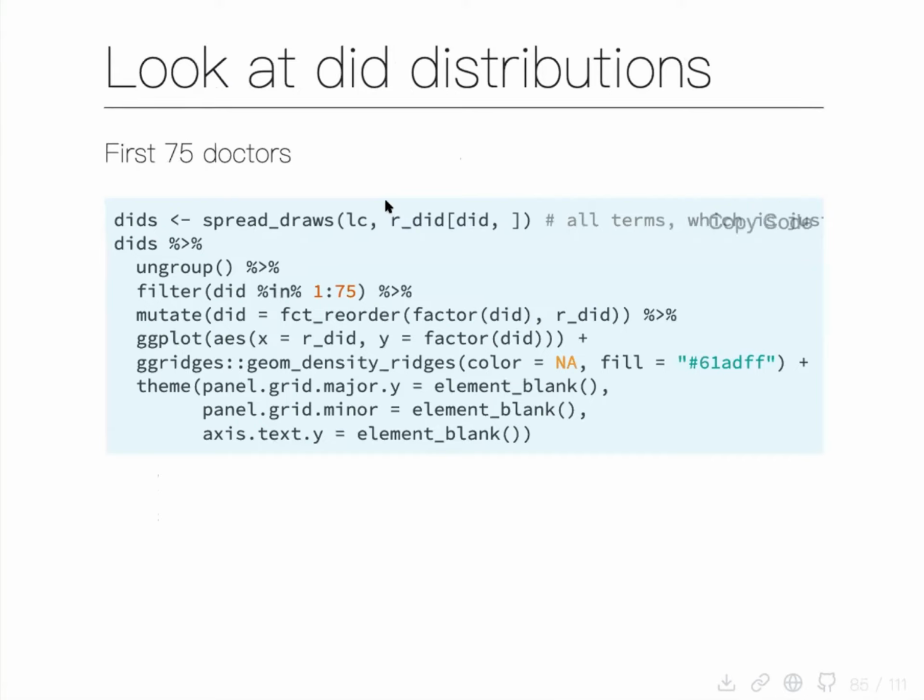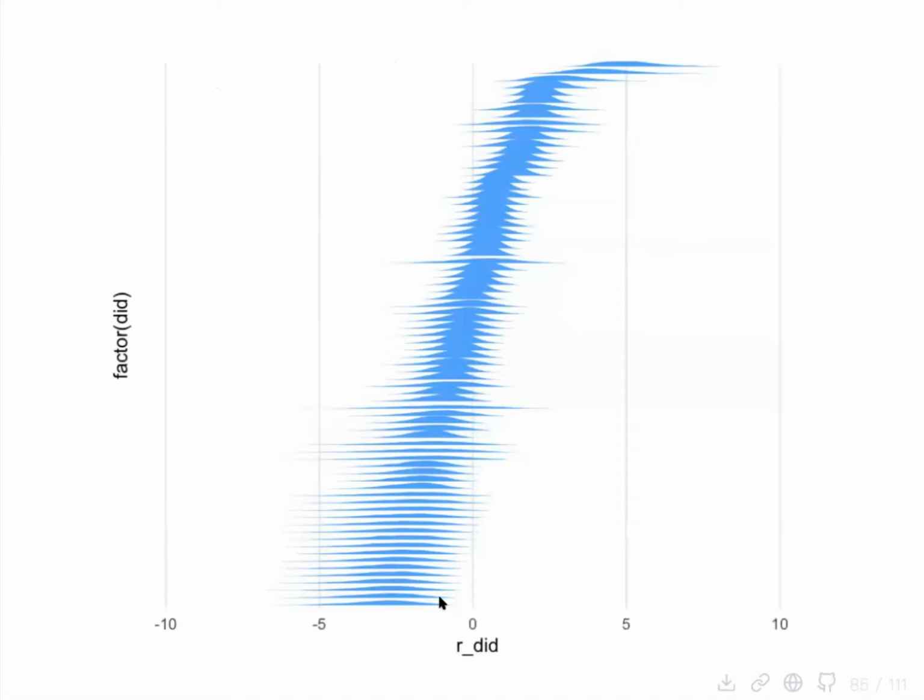And let's look at the first 75 doctors, okay? So I'm going to spread draws, LC, RDID. And here I'm just leaving this blank rather than giving it a term. It gives you basically the same thing. I'm going to ungroup that and then filter where DID is in 1 to 75, so the first 75 doctors, and then mutate to factor, ordering it by the estimate. And then I'm just going to ggplot where I'm using geom density ridges, so I get something like this.